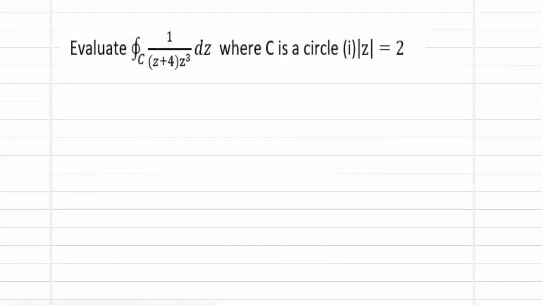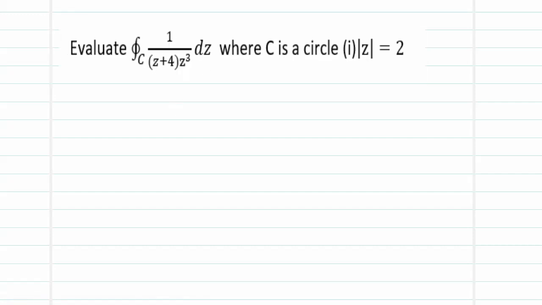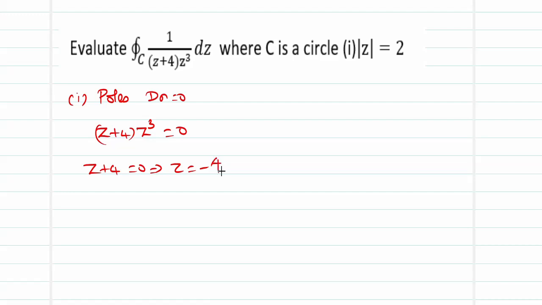We will try solving one more problem using the evaluation of integral over C 1 by z plus 4 into z cube dz, where C is going to be the circle mod z is equal to 2. So the first point is to find your poles. How to get your poles or the singularity? Equate the denominator to 0. So z plus 4 into z cube is equal to 0. Z plus 4 equal to 0 gives you z is equal to minus 4. And z cube equal to 0 gives you z is equal to 0. How many times? This is going to be 3 times.